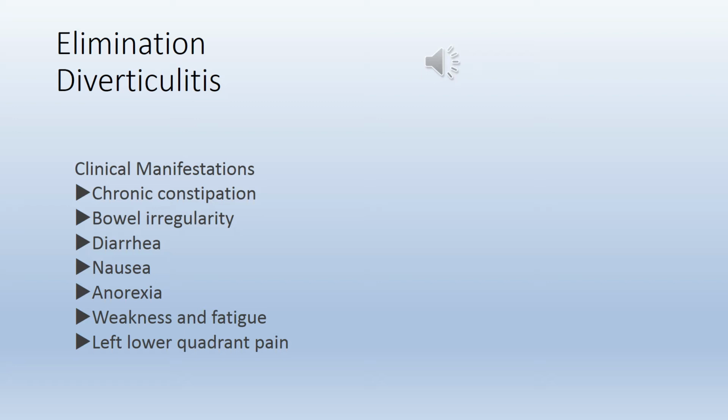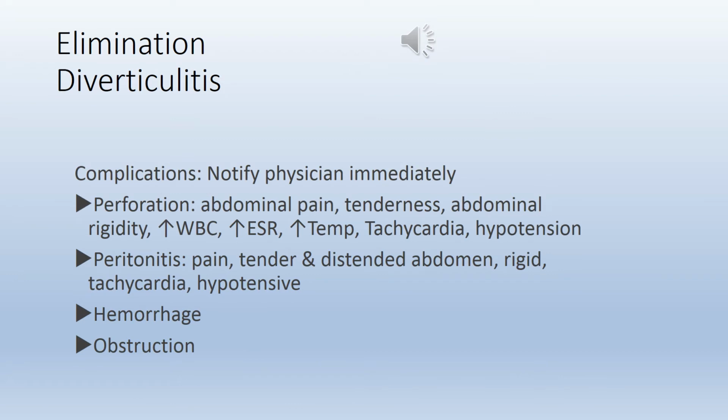With diverticulitis, the patient reports an acute onset of mild to severe pain in the left lower quadrant, accompanied by nausea, vomiting, fever, chills, and leukocytosis. This condition, if left untreated, can lead to peritonitis and septicemia. Complications of diverticulitis include peritonitis, abscess formation, fistulas, and bleeding. If you have complications, you must notify your physician immediately.